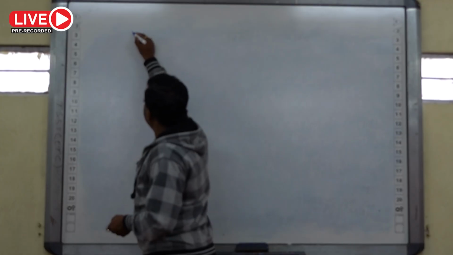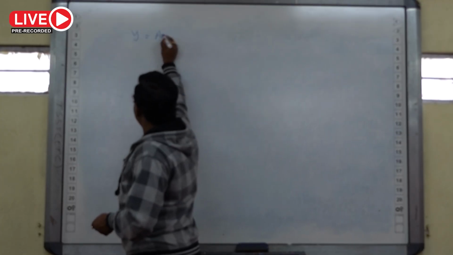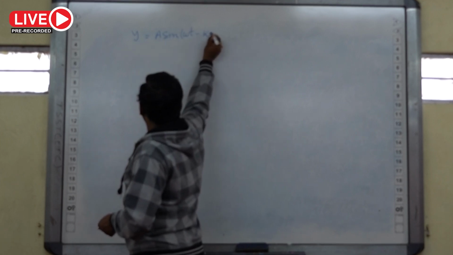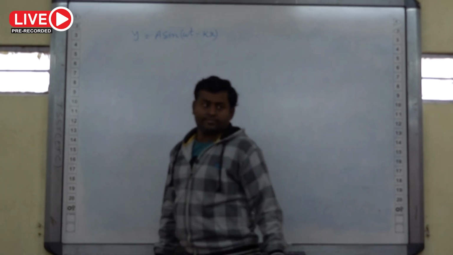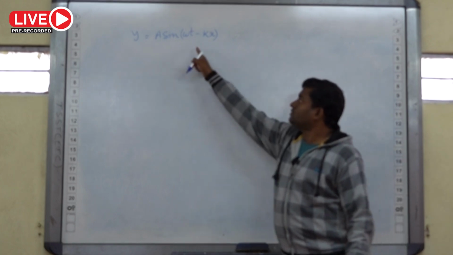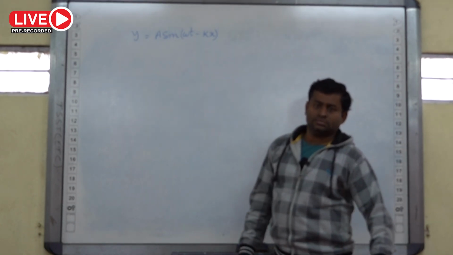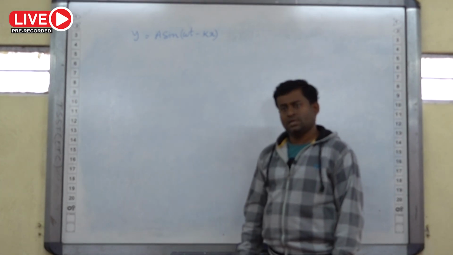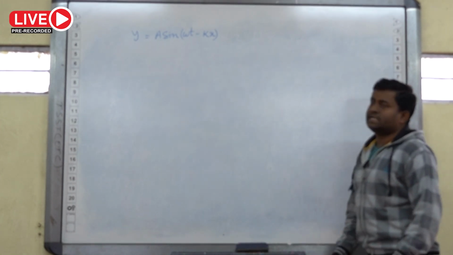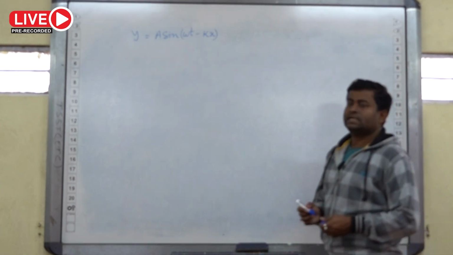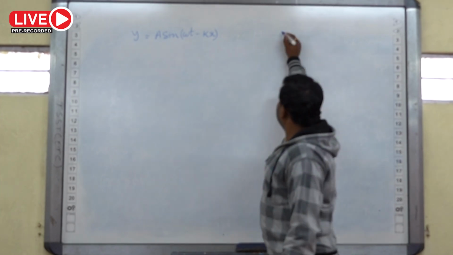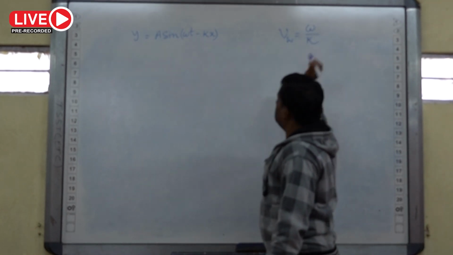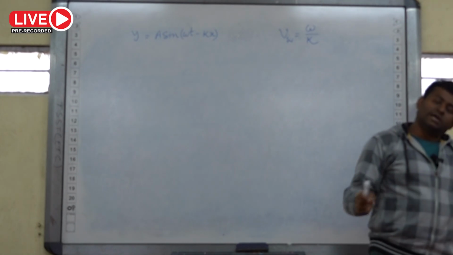See, the wave equation is given as y equals A sin(omega t minus kx). Now, if you set this entire argument equal to 0, then omega t minus kx equals 0, and from that you have the relation x by t equals omega by k. That is the wave velocity. So the wave velocity v wave equals omega by k, and the wave is propagating with constant velocity.